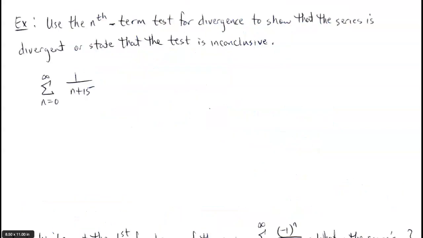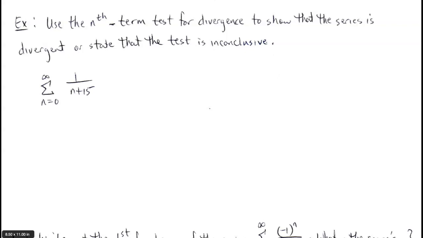Okay, so for our next set of examples, we want to use the nth term test, or theorem for divergence, to show that the given series that we have is going to be divergent, or that the test is going to be inconclusive for us.